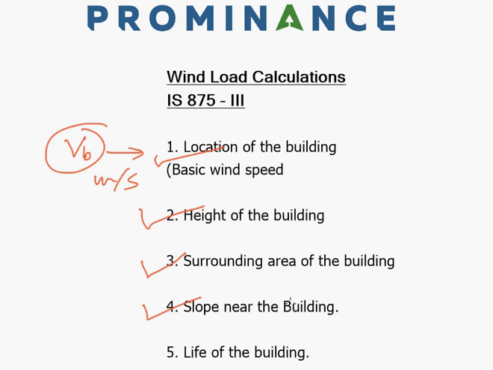Then again, the fifth very important factor is the life of a building. Whether your building is designed for 10 years of life, 50 years of life, or 100 years of life, based on that, your wind pressure needs to be taken on the higher side. So this particular factor has been given in the standard IS 875 part 3.